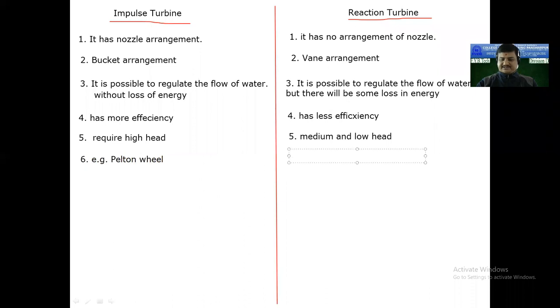And here the example of a reaction turbine is Francis and Kaplan turbine.